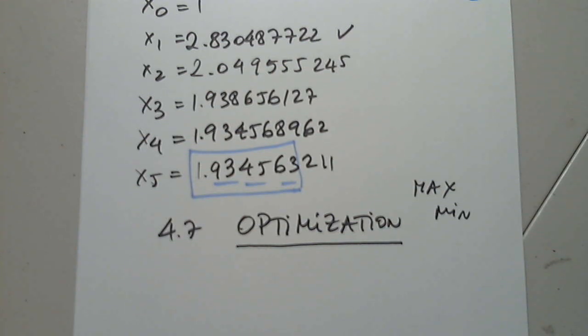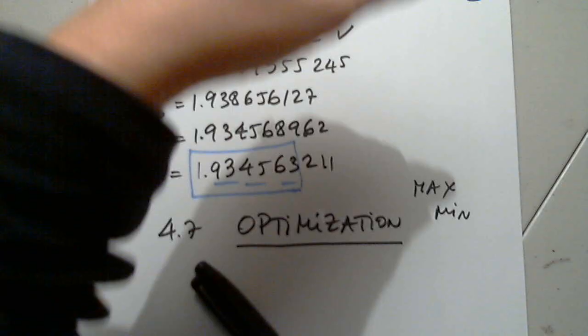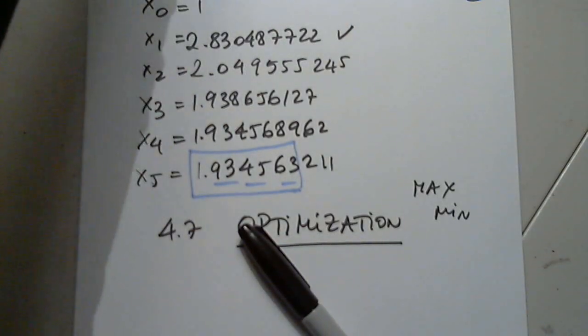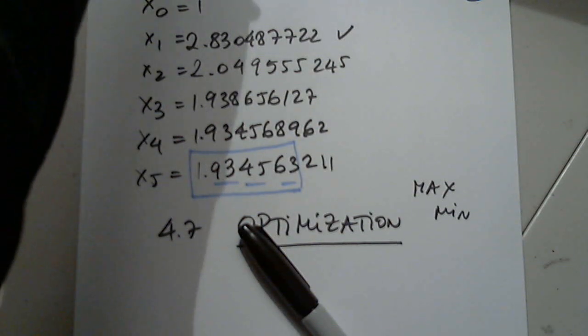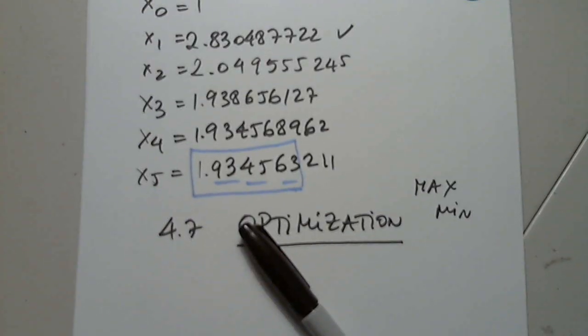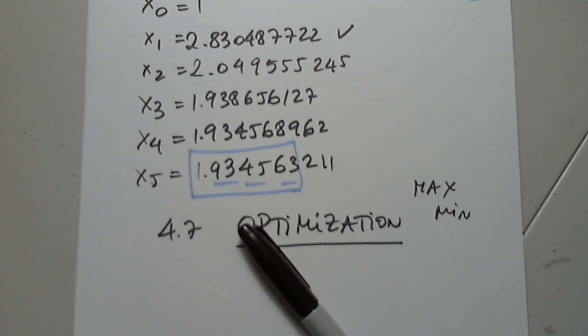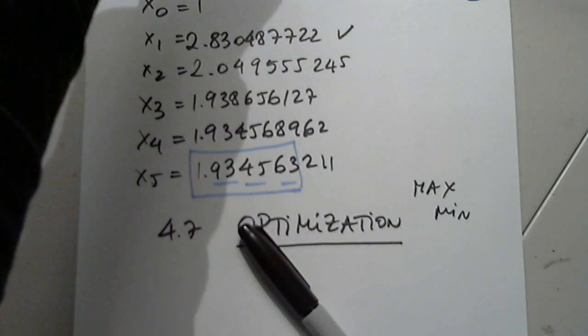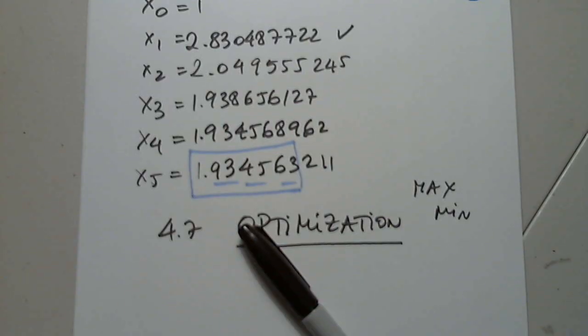So allow me to go back to the book. Where is the book? Here it is. Allow me to plug in my device because it's running out of juice and I don't want to worry about it. Okay, and we go to chapter 4, section 4.7, yes.